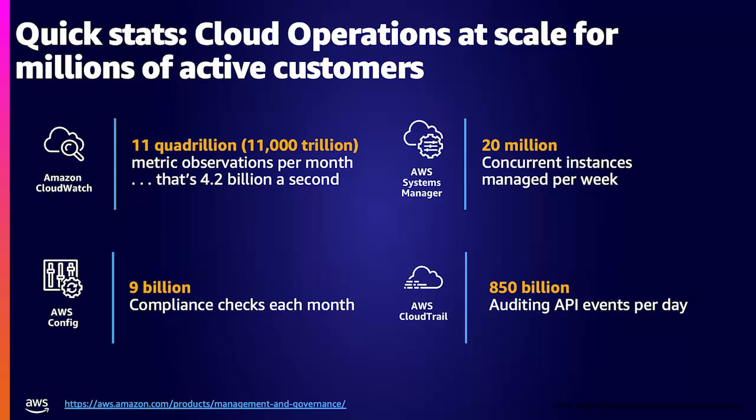AWS Config performs about 9 billion configuration and compliance checks every single month. AWS Systems Manager manages more than 20 million instances every single week. And for AWS CloudTrail, this next hour is going to be busy processing 35.4 billion, that's billion with a B, API event audits. Just wanted to give you some understanding for when we say we can handle this automation at scale, you really get an understanding of what we mean by that.